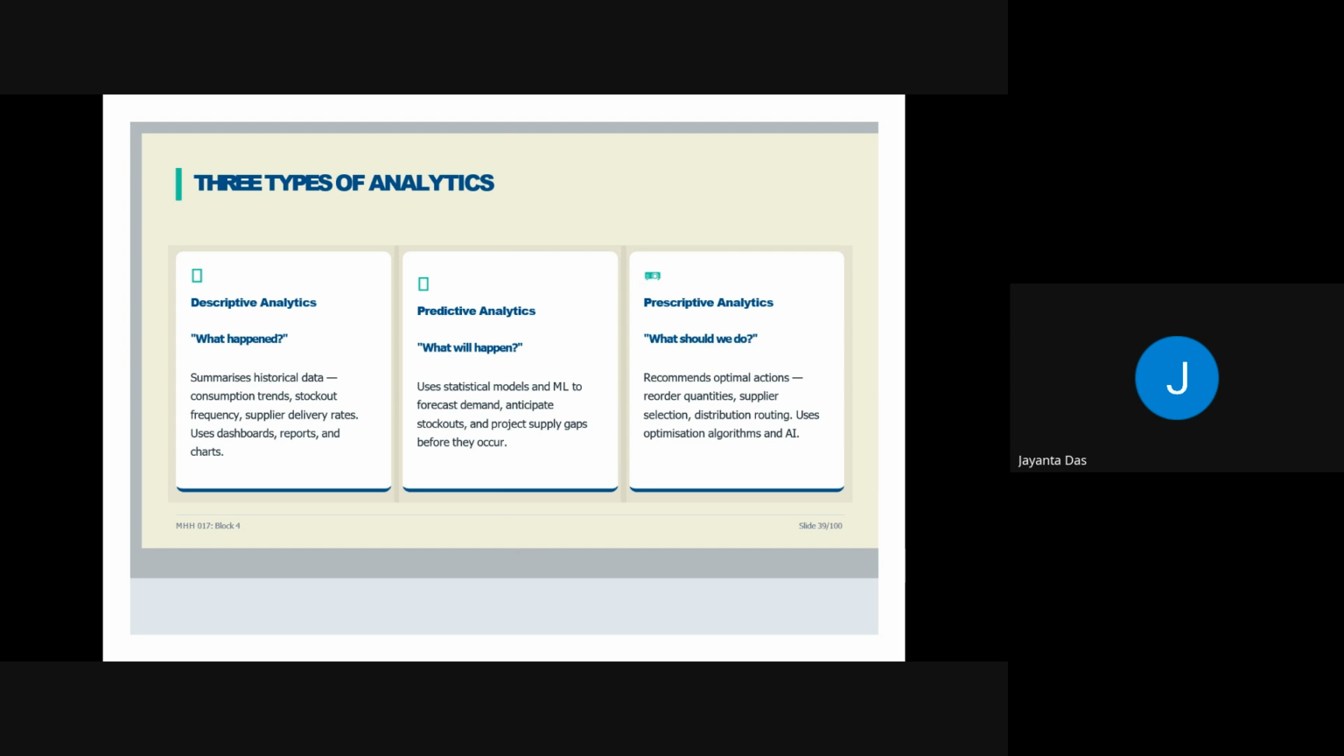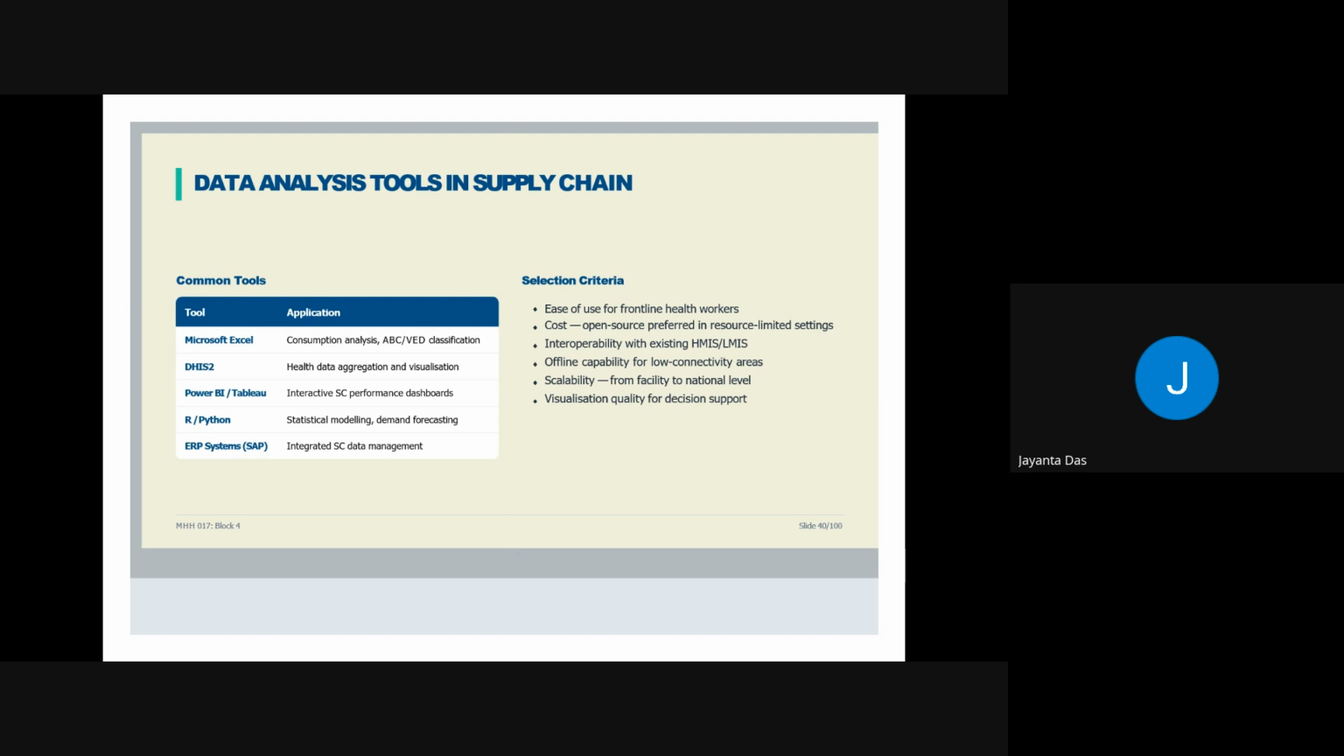with algorithms and AI. The data analysis tools in supply chain, the common tools, are Microsoft Excel, DHIS2, Power BI or Tableau, Python, ERP system. These are the things which are commonly used. Out of this, Microsoft was the old one and ERP is the latest one, where almost all private sector organizations are very much dependent on it. In our public sector, we are slowly and gradually entering into this.